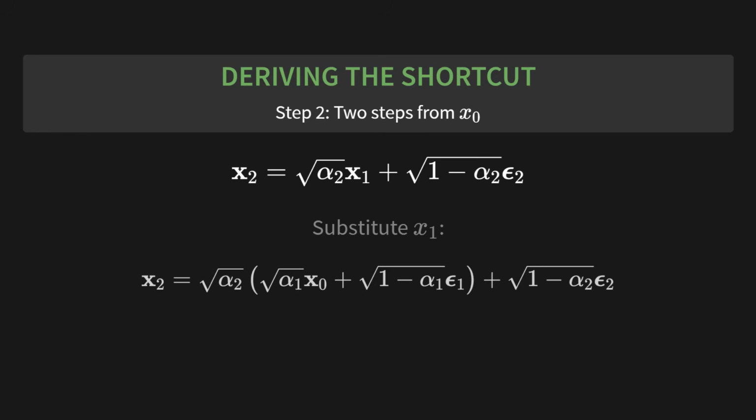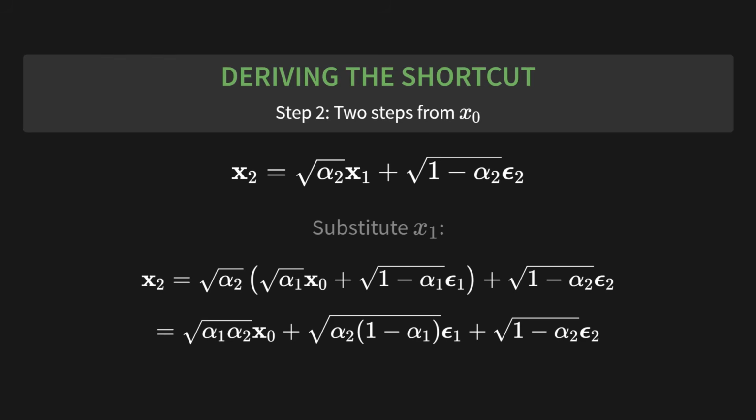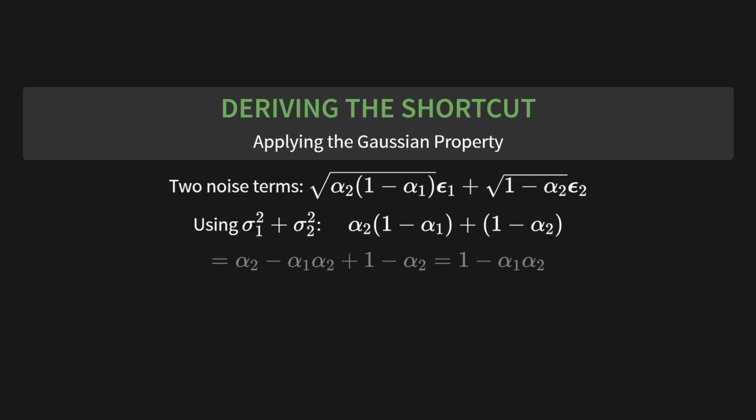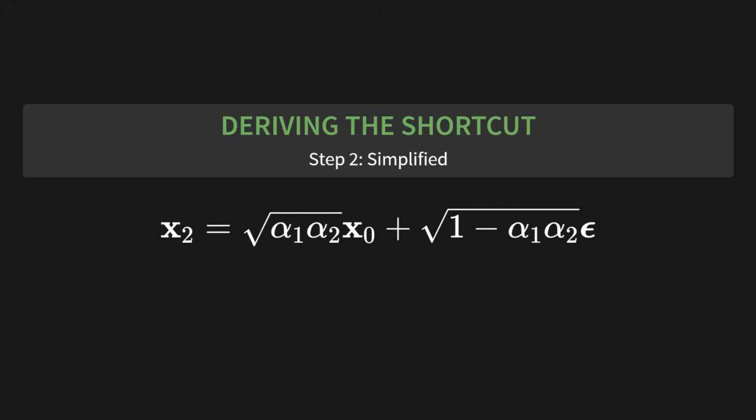When we expand that out, we get a term with the original image, x sub 0, and now we have two separate noise terms. This is where we apply the Gaussian property. We can combine those two noise terms into one. The slide shows the algebra. We take the variance from the first term, add the variance from the second term, a bunch of things cancel out, and we're left with a beautifully simple result, 1 minus alpha 1 times alpha 2. So our formula for step 2 simplifies down to this.